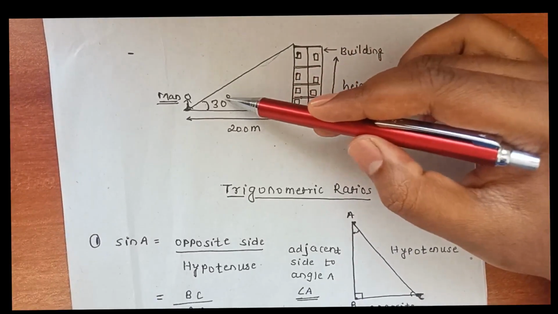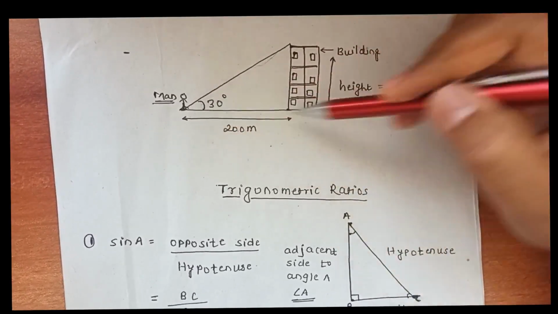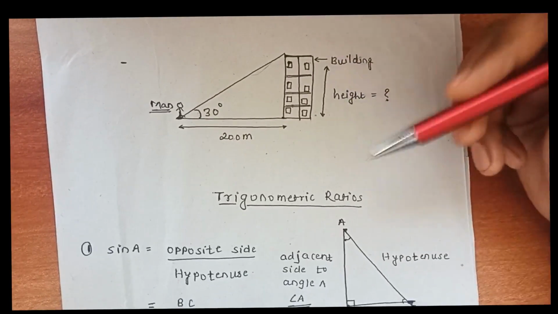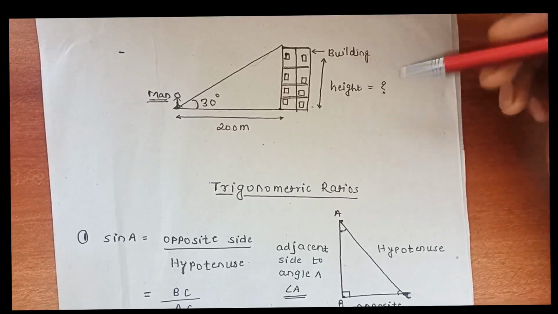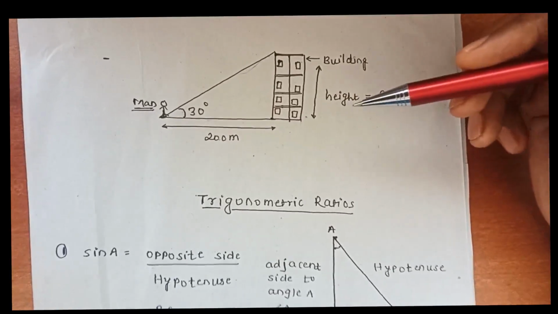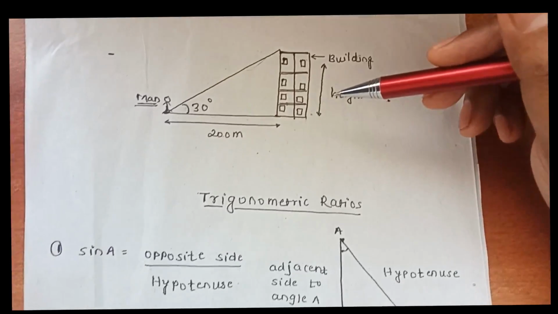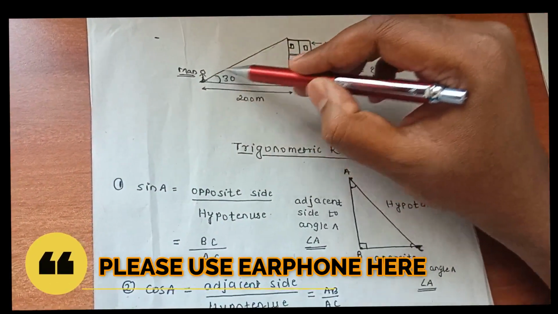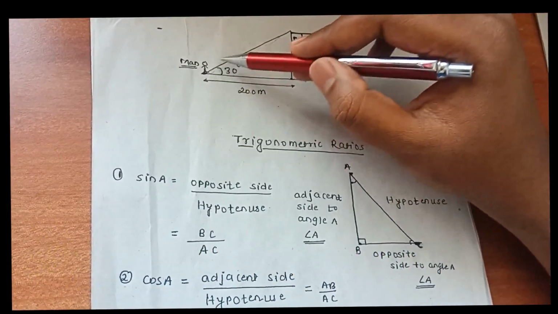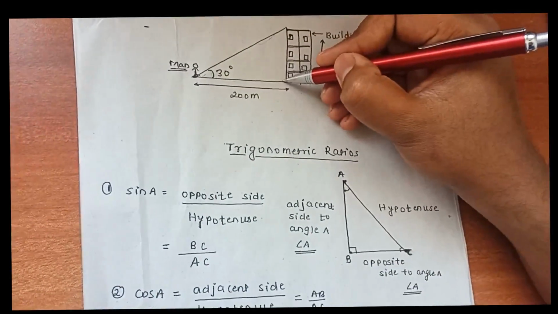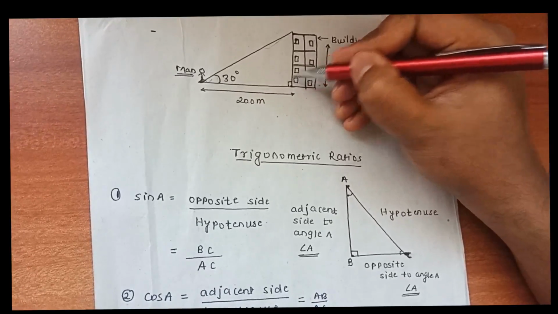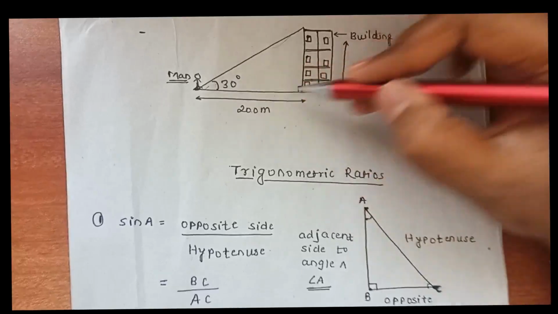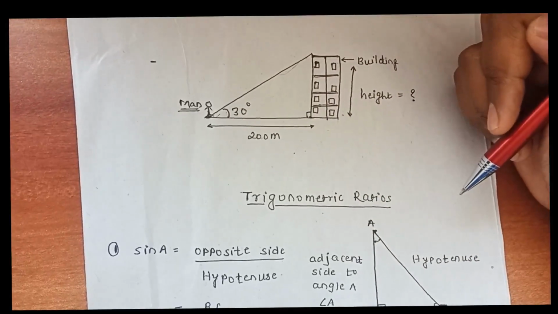Now see here, this is a 30-degree angle, and the distance of the man from the building is 200 meters, and we have to find the height of the tower or the building. This is how they can ask the application problem. To solve this type of problem, if you look clearly at this figure, you will find there is a right angle triangle forming here. That means the angle the building makes with respect to the ground is 90 degrees. So we can say this triangle is a right angle triangle.